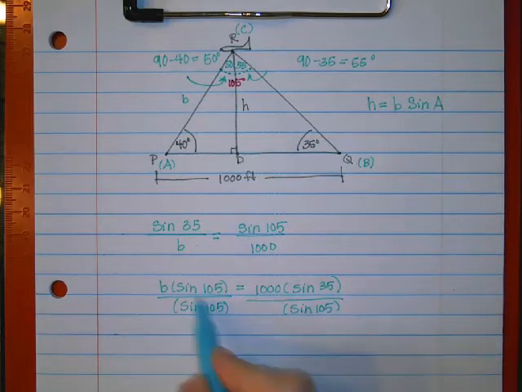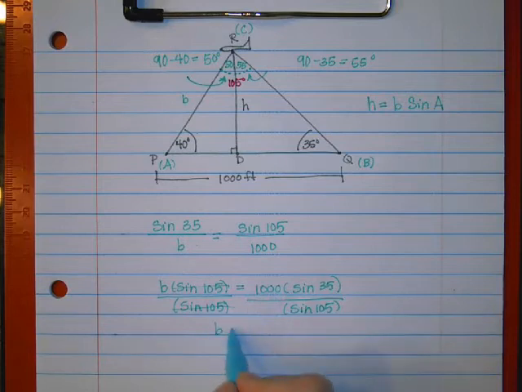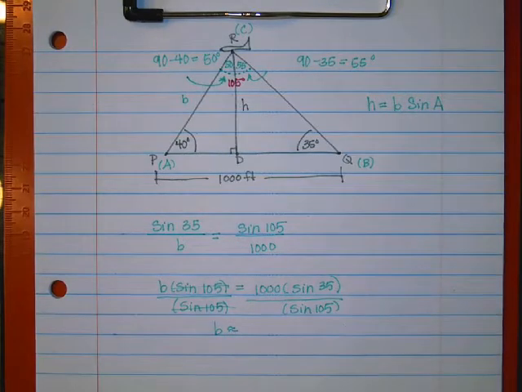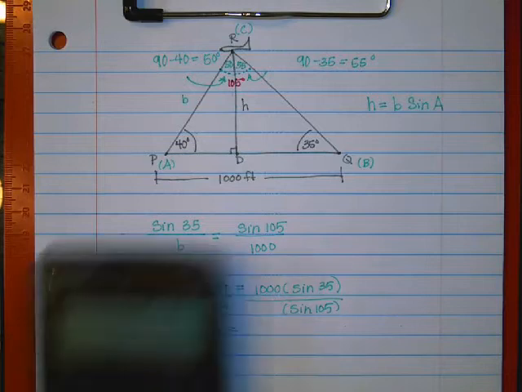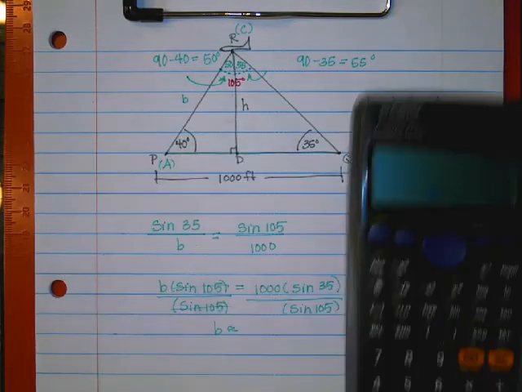All right, then these sine 105s cross out, so then we're going to get an approximation for little b. So we're going to go ahead and put this in our calculator. I'll bring this up here so you can see. Go this way with it, I guess, that way you can see.